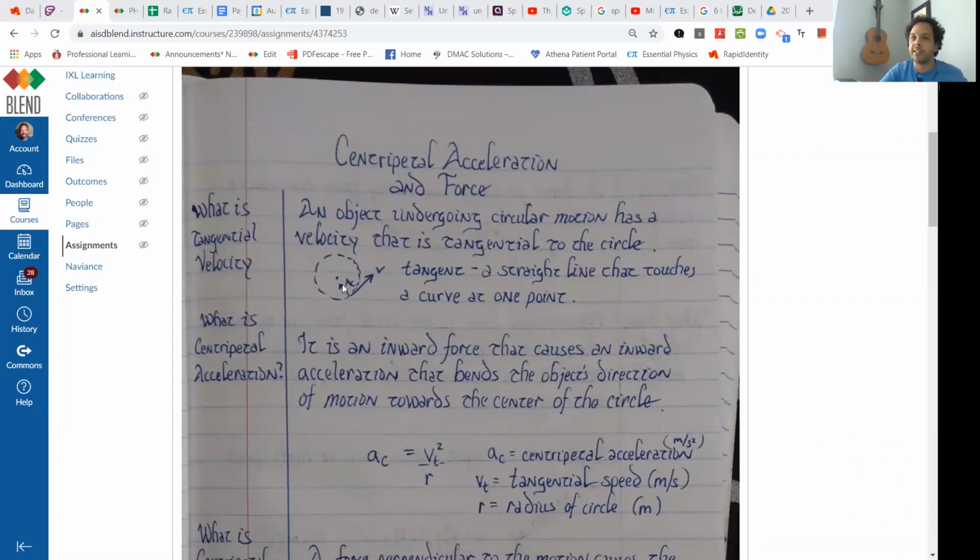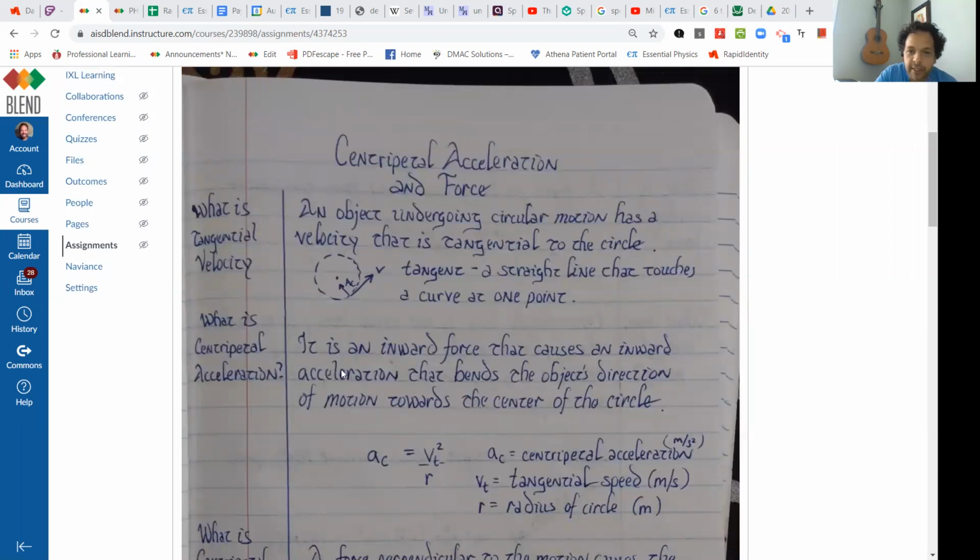So anytime you hear the word tangent, you have a circle, and if you go off in a straight line from that circle, instead of going in the circle, that's tangent. So this line right here is tangent to the circle, the v, and that's the velocity we're talking about, which is the linear velocity, right?